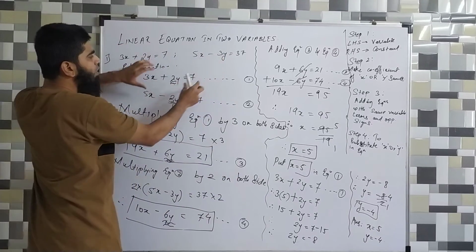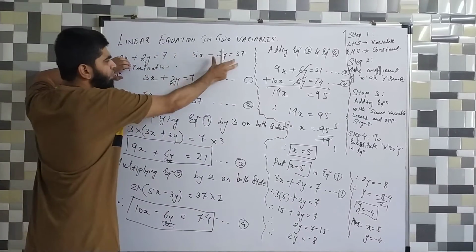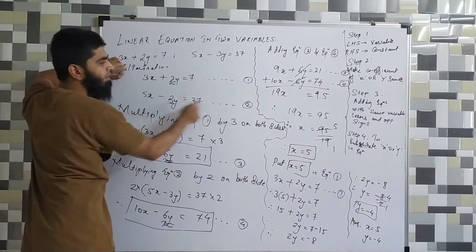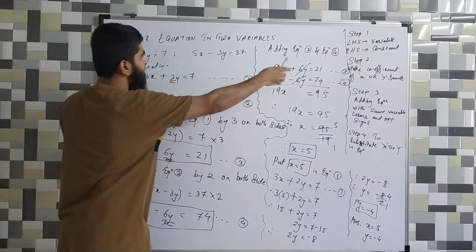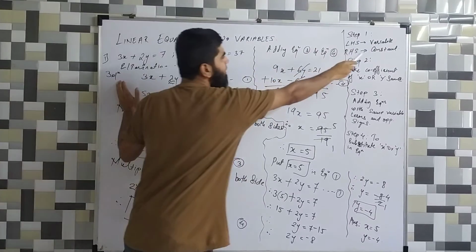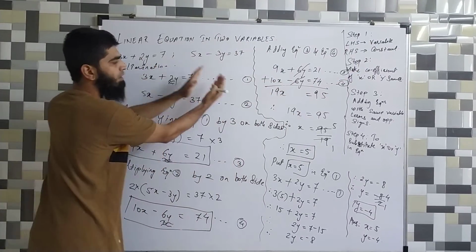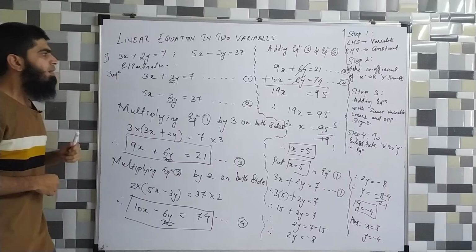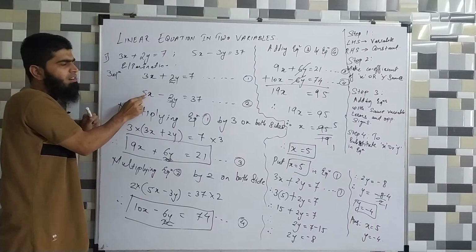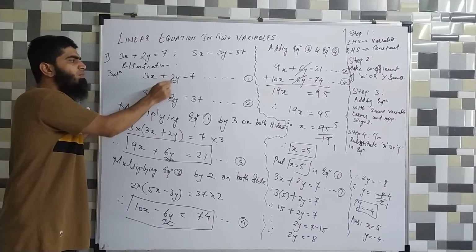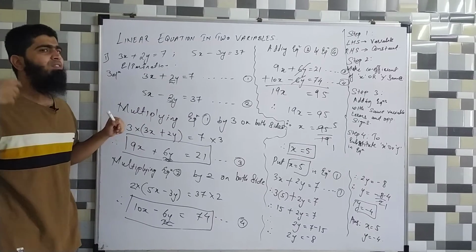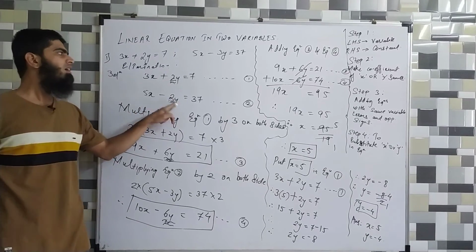So what are the 4 basic steps? First you will write all the given equations with particular number. First equation, second equation. Please remember that the variable must be written on the left hand side and the constant number should be written on the right hand side. Is this clear? Then either we will be making the x coefficient same or we will be making the y coefficient same.